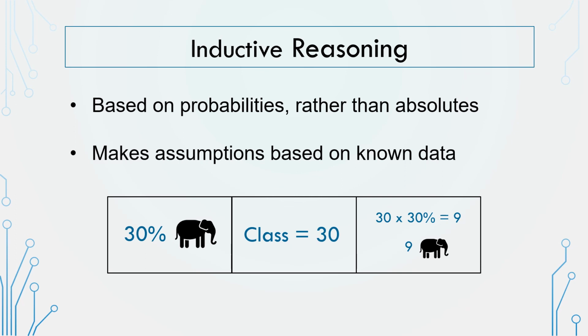However, you must remember that when using inductive reasoning, you are only coming to a probable conclusion rather than the absolute conclusion you can come up with using deductive reasoning. What this means is that there could be any number between 0 and 30 self-reported Republicans in your classroom.